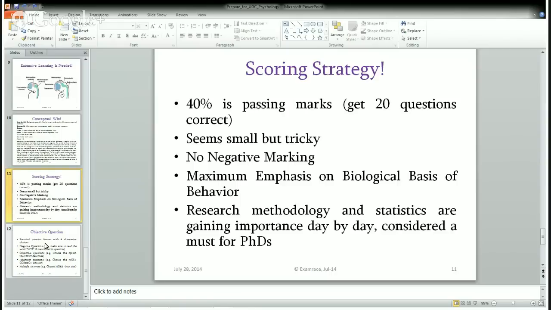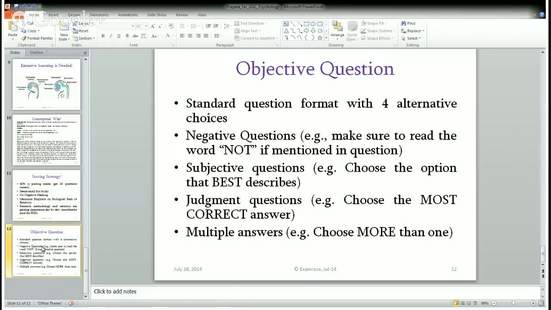Now the objective questions, there are standard format. So you have 4 alternatives that you have to choose in. Make sure some of the questions have the word not. So just don't ignore the word not. Most of the students forget to see the word not, and then they mark the answer incorrectly. And then when they come back home, they realize, oh, there was not in this question. I skipped that. Okay. So read the question properly.